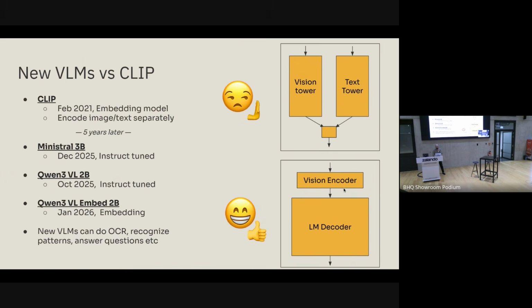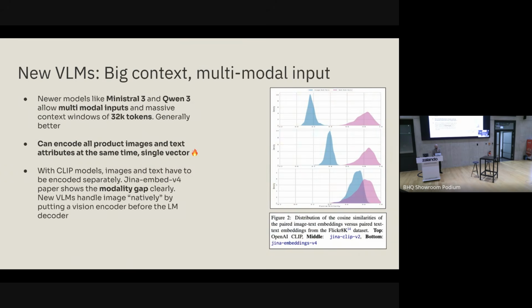And this is done because, I wonder if you can see my cursor. Yes, you can. So they have a vision encoder block that comes at the input, and then the output of the vision encoder is passed into the LM head. This means that it sort of natively understands images. And yeah, that's beneficial. I'll get to that in a second. So the new VLMs, like Ministral and Qwen3, they allow multimodal inputs, and they have massive context windows of 32,000 tokens.